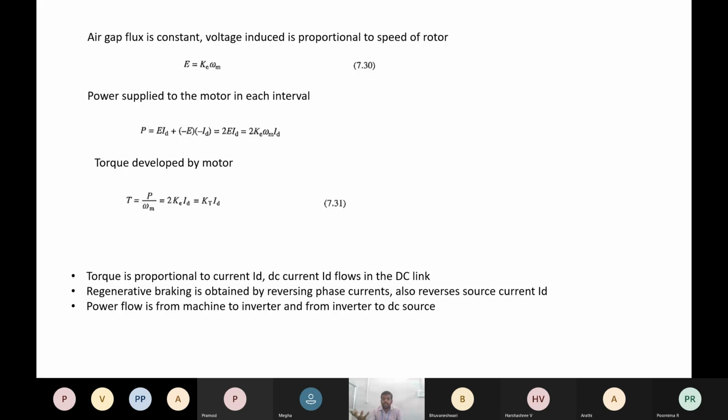In regenerative braking, the operation will be reversed. So what happens? If you apply regenerative braking, it is done automatically by reversing the phases, reversing the phase currents. By doing so, what can we get? The power flow will be from the machine to the inverter.